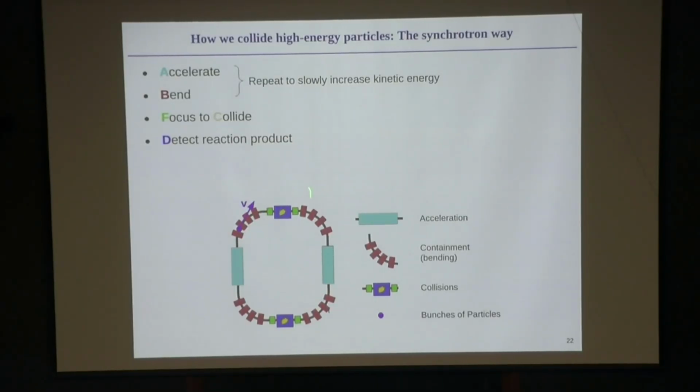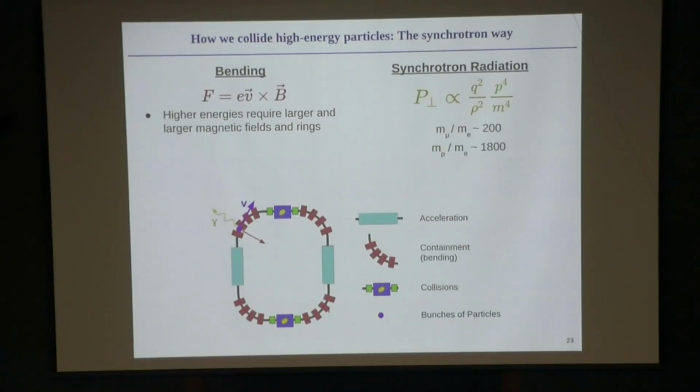And at that point, you detect what happened in that reaction. So there are a couple of effects to keep in mind here. One, you need to bend these particles. So for bending, you need a magnetic field, and to go to higher energies, meaning to accelerate this particle to higher and higher momentum and velocity, you will need to be able to keep that in the ring. So you either need a bigger ring and you need stronger magnets. And so that will limit essentially how much energy you can accelerate to.